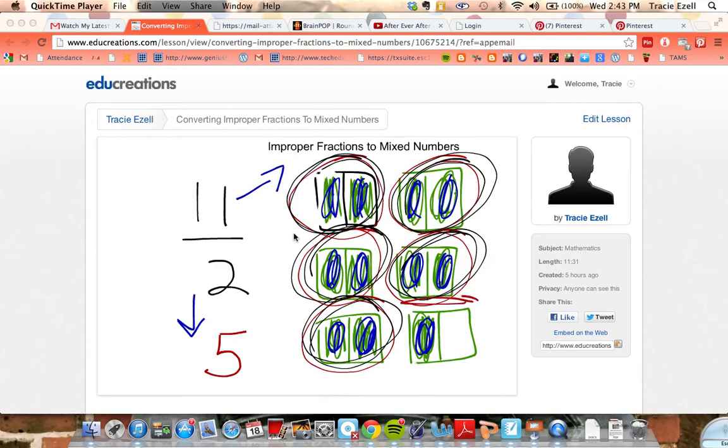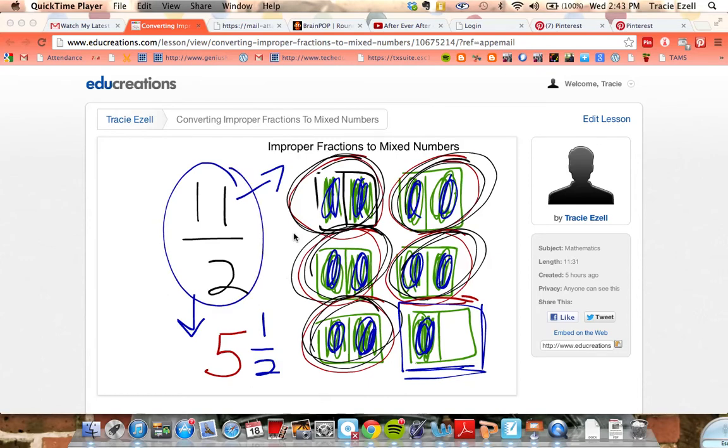and then did I use all of another one? This one here, let's look at it. Did I use all of it? Nope, I just used 1 out of 2, so that would be 1/2. So 11 over 2 is an improper fraction, and if I want to convert that to a mixed number, it would be 5 1/2. And this picture that we just drew explains why that is. Okay?